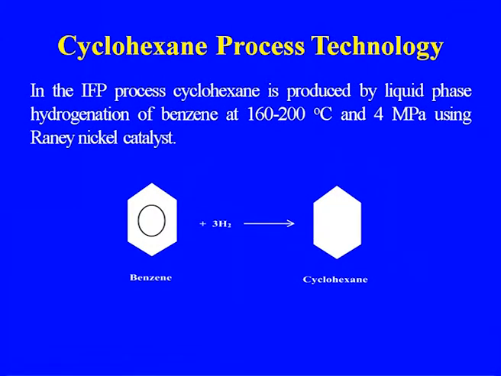In the IFP process, again the cyclohexane is produced by liquid phase hydrogenation. The only difference is in the catalyst and the temperature, a lower temperature is required, and this is the reaction that is taking place.